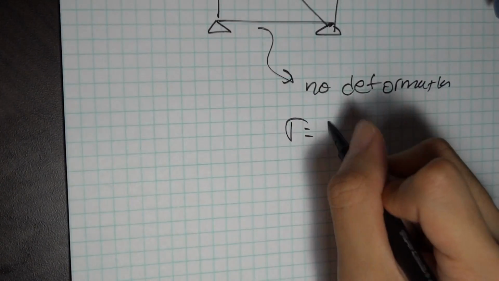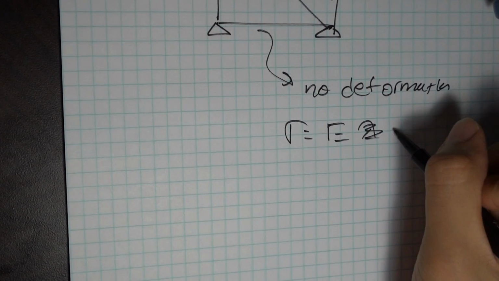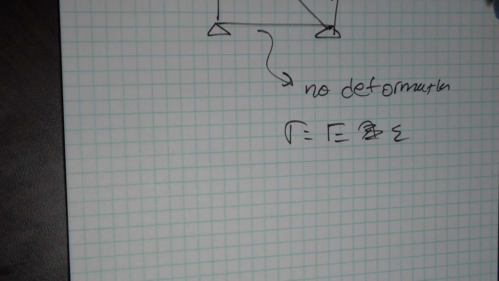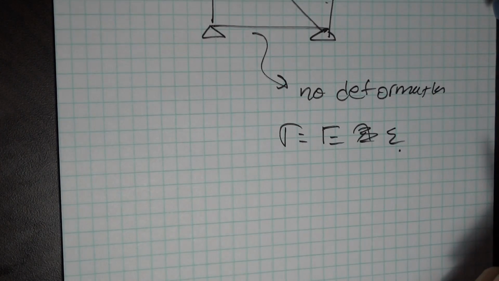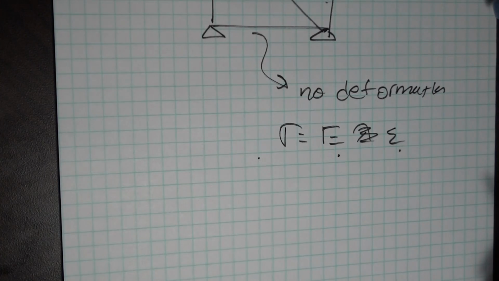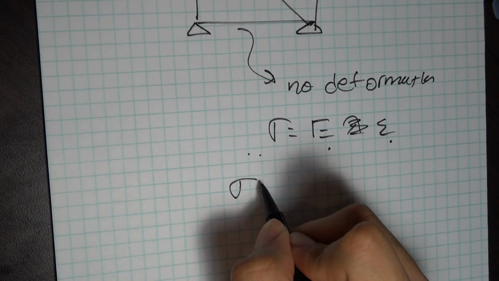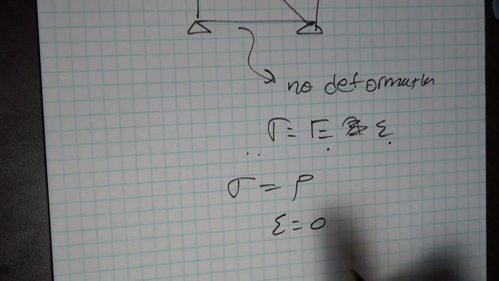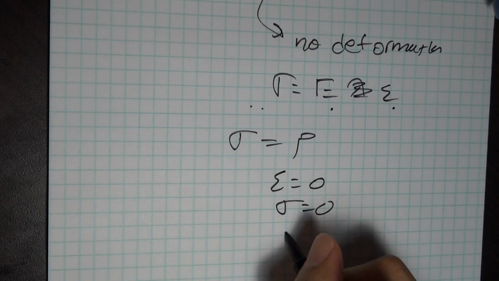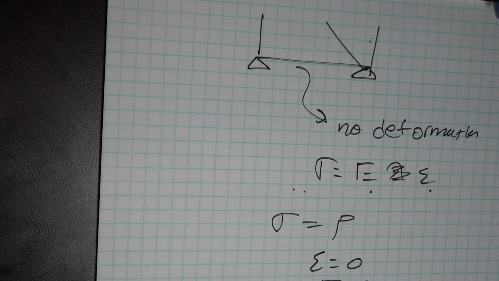You have a stress-strain relationship. If there's no strain, if there's no deformation, there's no stress. Actually, I can't remember if this is correct. I can't remember if it should be here or on this side. I can't remember which side's which, but the important thing is that if there's no strain, there's no stress. If there's no stress, then there's no axial load. So strain equals 0, sigma equals 0, therefore P equals 0. So this is a zero force member at the bottom because it cannot deform.